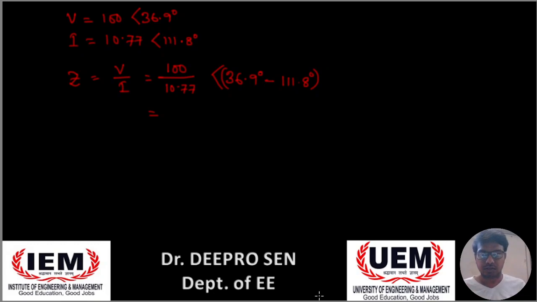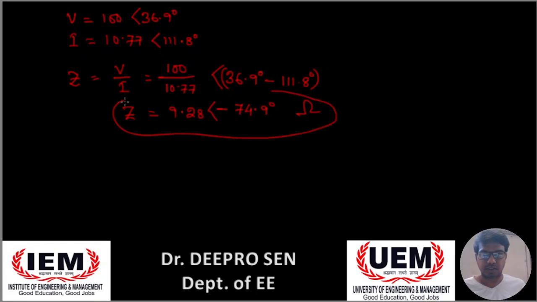So that makes it 9.28, the angle of minus 74.9 degrees. So what does this mean? Sorry, this is in ohms. So Z is equal to this. What does this mean? Let us come to that.